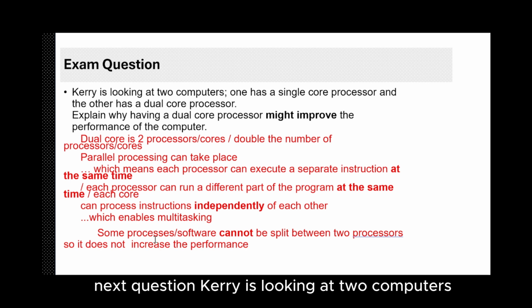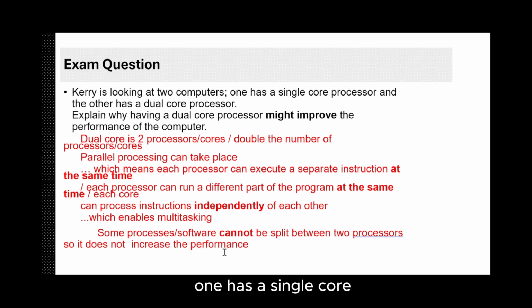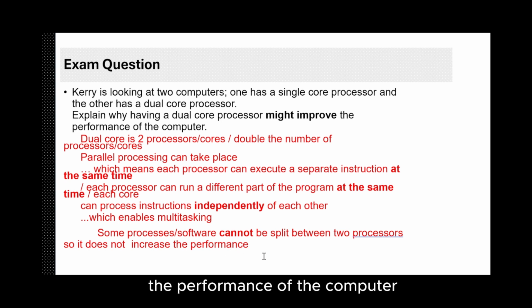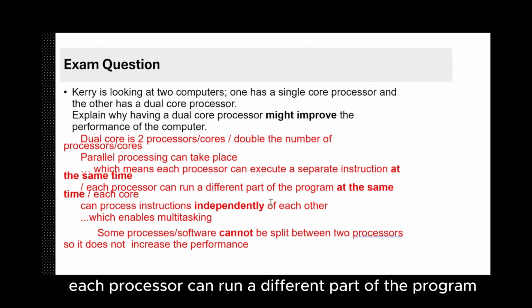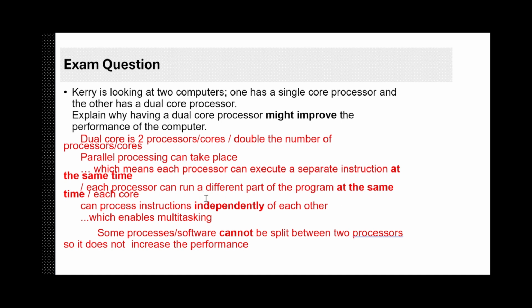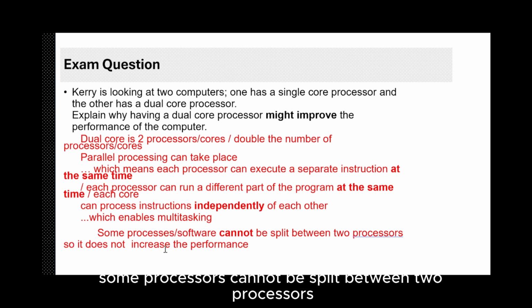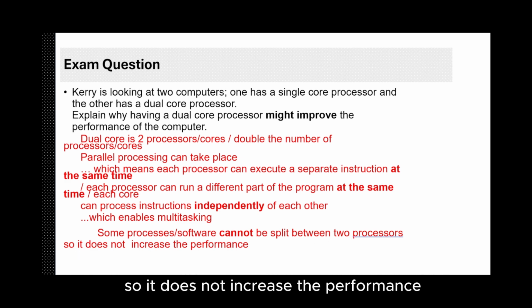Next question. Carrie is looking at two computers. One has a single core and the other has a dual core processor. Explain why having a dual core processor might improve the performance of the computer. So here you can answer it like this. Dual core is two processors. Parallel processing can take place. Okay. Also, each processor can run a different part of the program at the same time, which enables multitasking. So keyword multitasking. Some programs cannot be split between two processors, so it does not increase the performance.